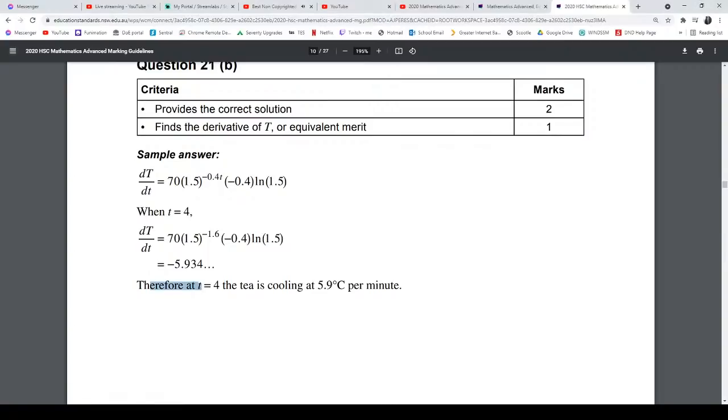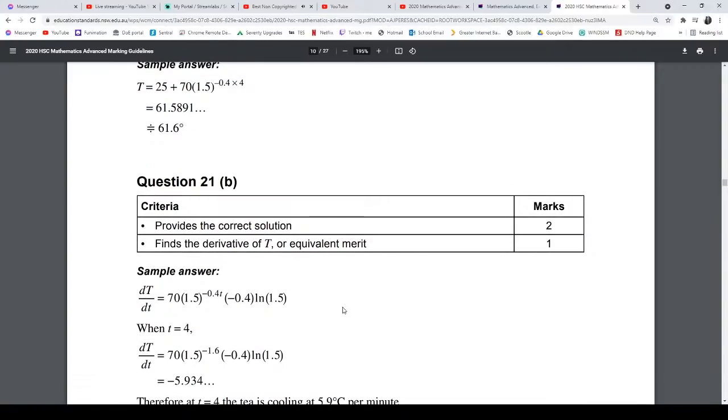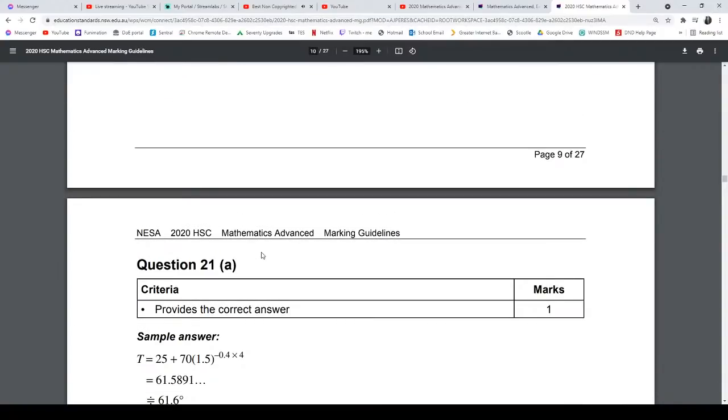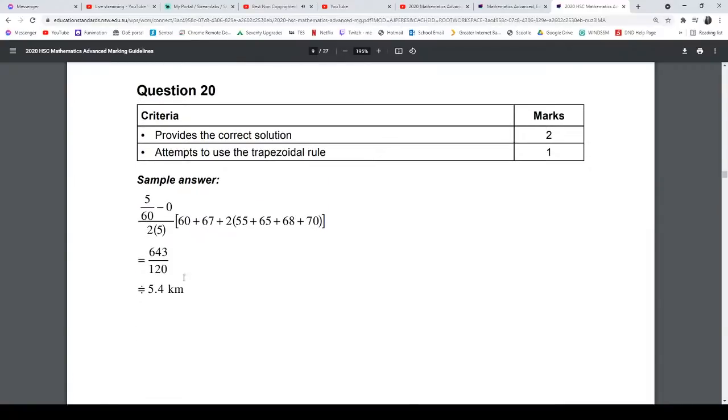Oh, we had to actually find out what the T value was. So I just substituted it in. So what I needed to do then was actually put the value into that and get what the derivative would have been, which I don't recall actually doing. Anyway. That was the trapezoidal rule. That was a very, very easy one that I feel like I got wrong because I forgot to put it over the 2.